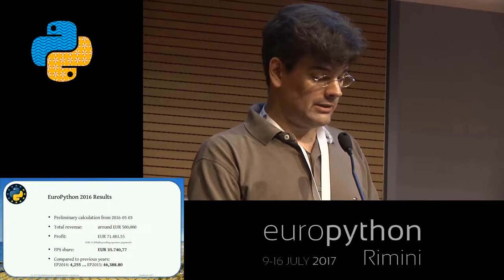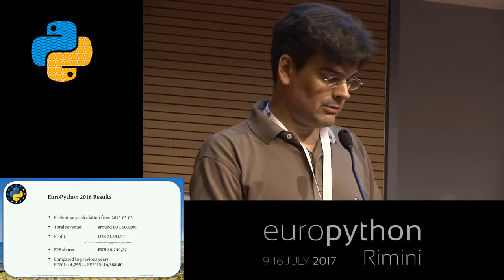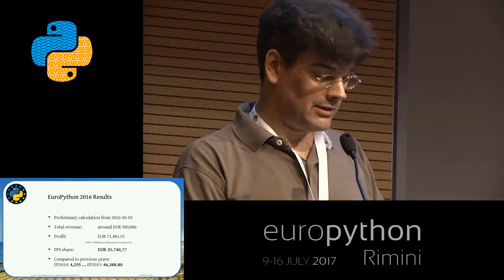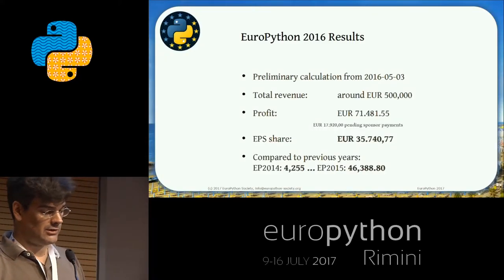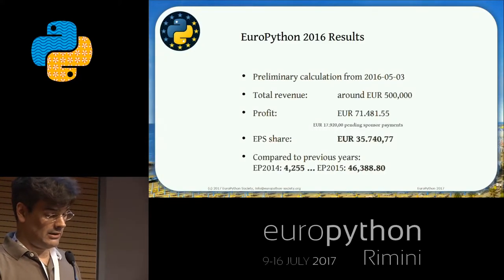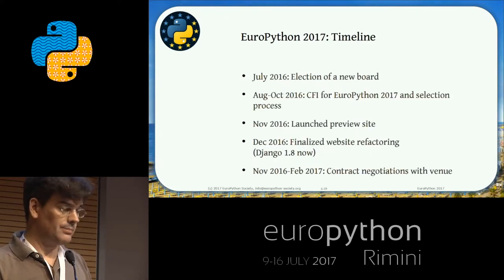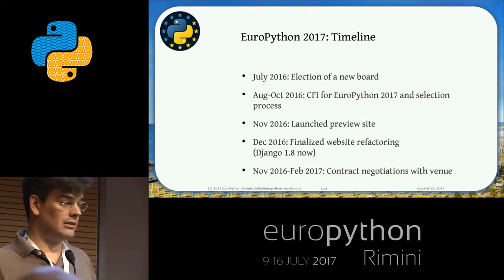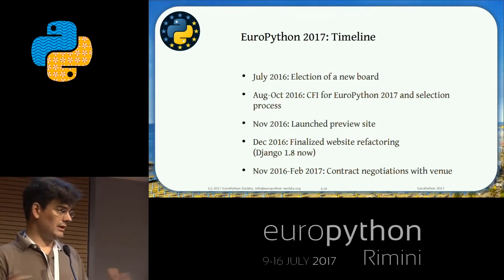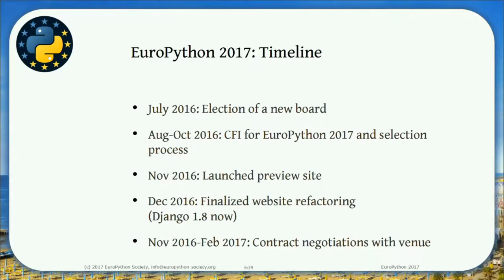Right now, we're still okay. What we had in the bank, because we gave a loan to the local organization for this year, was about 46,000. And 40,000, we basically gave as a loan to the Python Italia organization so that they can finance the initial contract payments that we had to do for this venue.